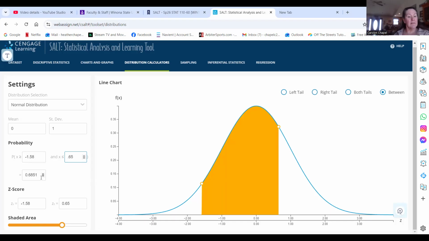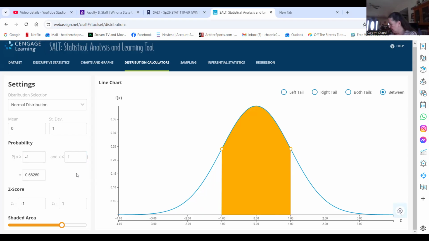And we get 0.6851. All right. And the last one we had as an example was from -1 to 1, which we should get close to 68%. And so here we get that 0.68269, which is pretty close to 68%. If I rounded it just to the nearest whole percent, it is that 68%.